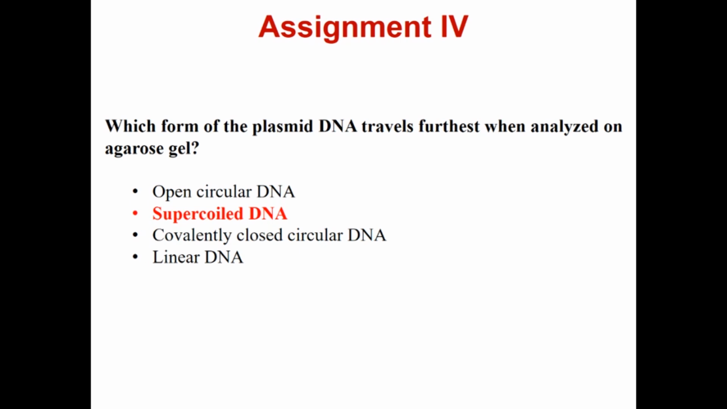I have taken another question from assignment 4, which is the previous assignment, and what we have asked is which form of the plasmid DNA travels furthest when analyzed on the agarose gel, and we have given 4 options. One is open circular DNA, supercoiled DNA, covalently closed circular DNA, and linear DNA.